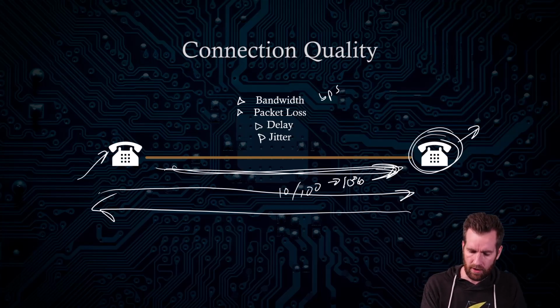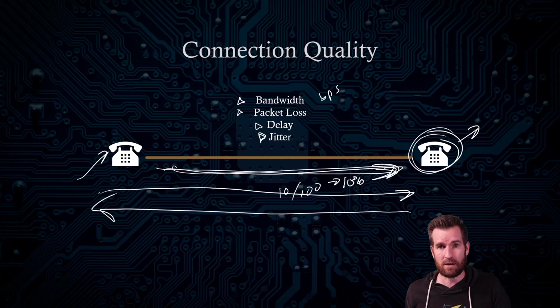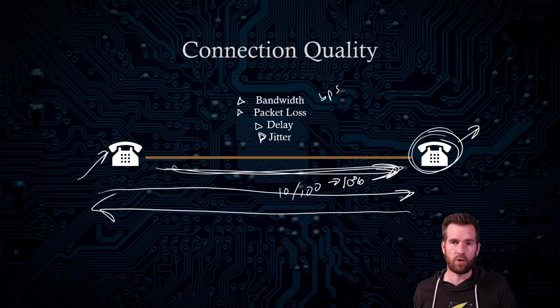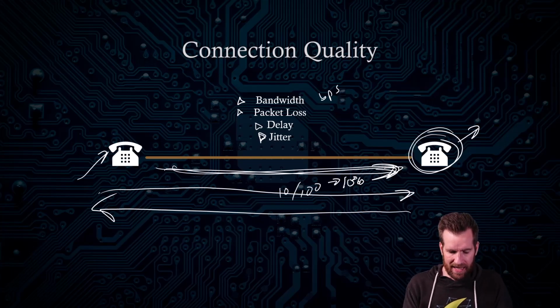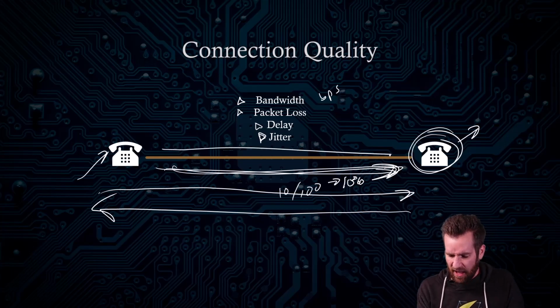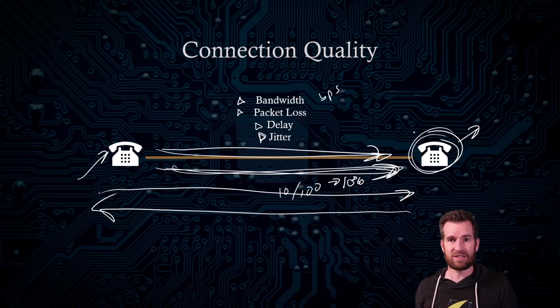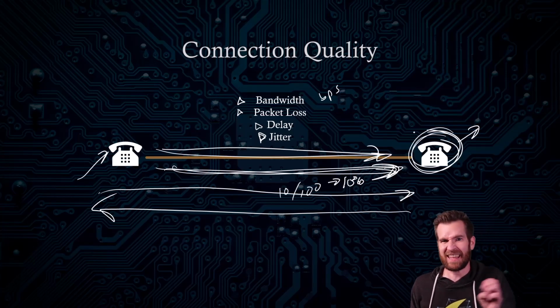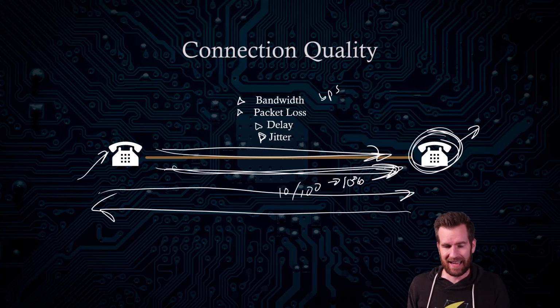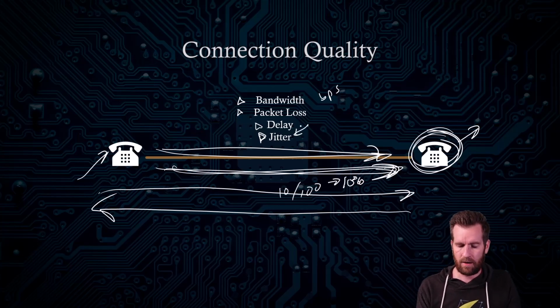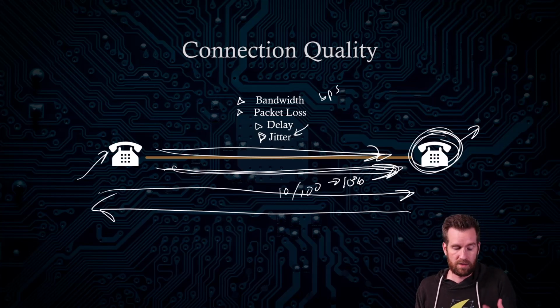Then we have jitter, and that's the consistency with which we can get packets from one location to another. So we can have a huge amount of bandwidth and very little delay to get over to the other side, but then there is delay, but then there isn't delay, then there is delay. That is jitter right there. And jitter can cause problems with things like phones, with your voice conversations as well.